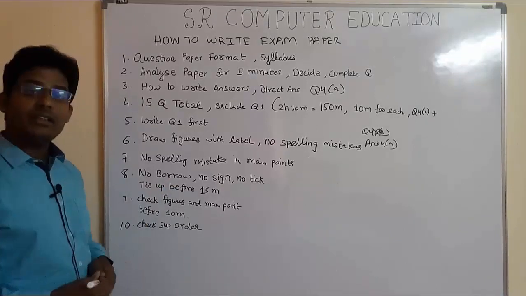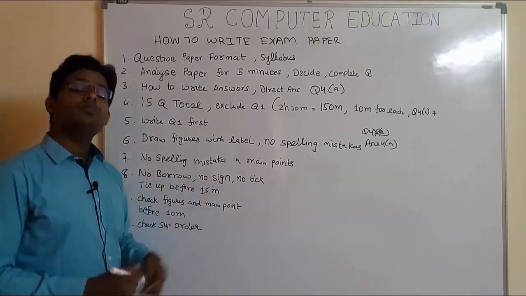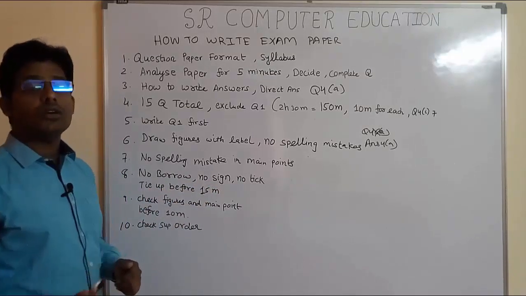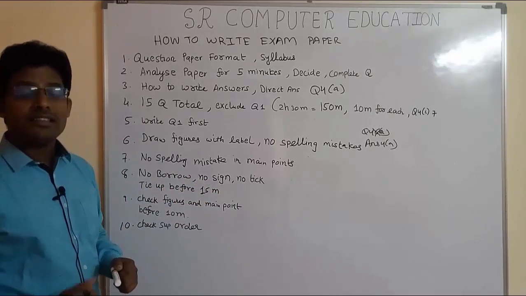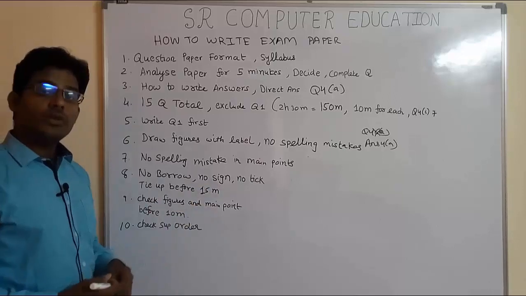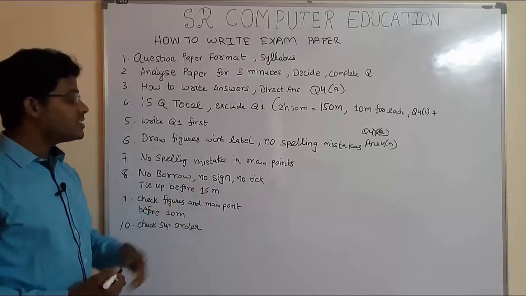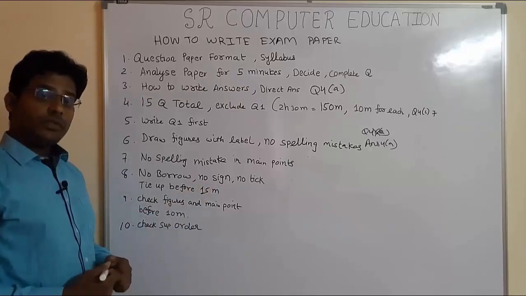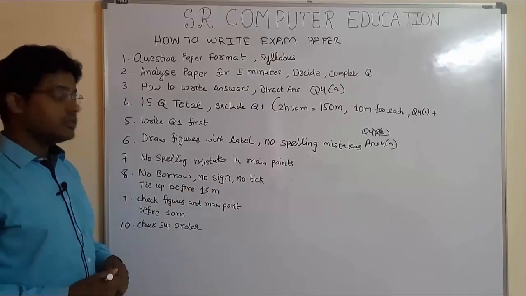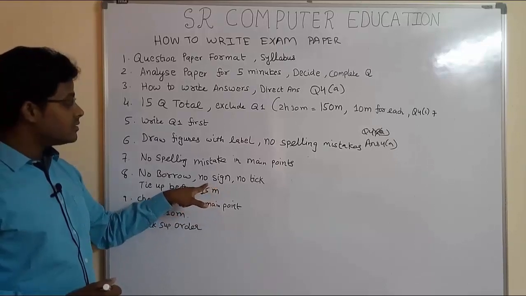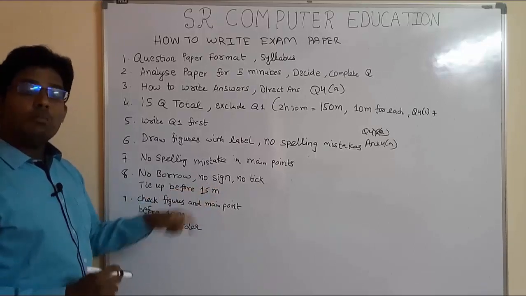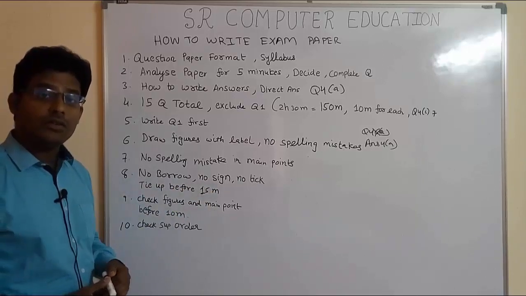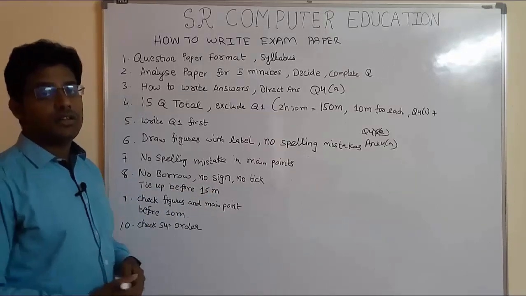So do not borrow anything, and do not put any sign of your identity on the question paper or the answer paper. Students write some sign, some symbol, so that they might be known to some other person. Any such sign or number or any kind of thing is strictly not allowed in Gujarat Technological University or any other university.